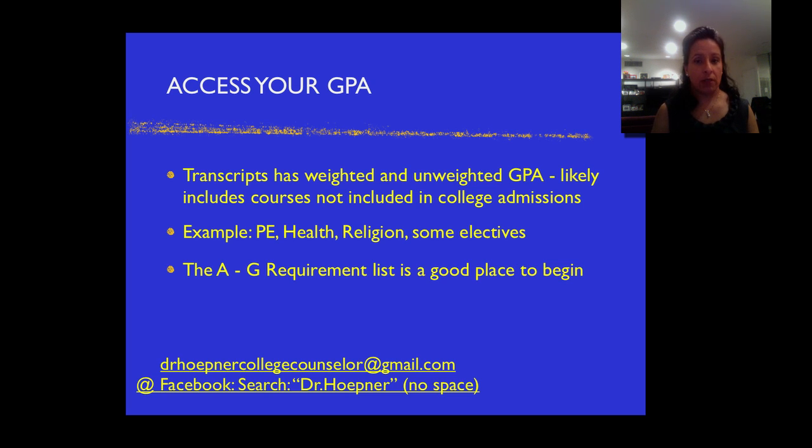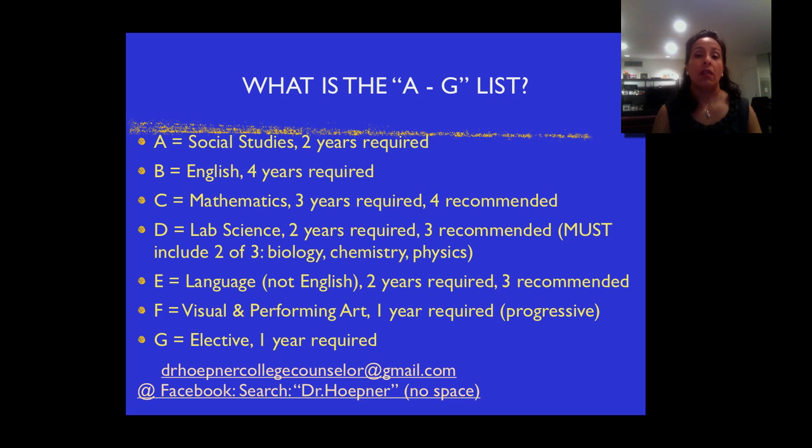The A through G requirements. Now, you should know what this means, but if you don't, it is a good place to begin. It is a list of courses that the UCs and the Cal States have agreed to that are the minimum courses you need to get in to have access to those institutions. They include 2 years of social studies, 4 years of English, 3 years of math, though 4 is recommended, 2 years of lab science, 3 is recommended, and among biology, chemistry, and physics, you must take a combination of 2 of those in order to fulfill the requirement.